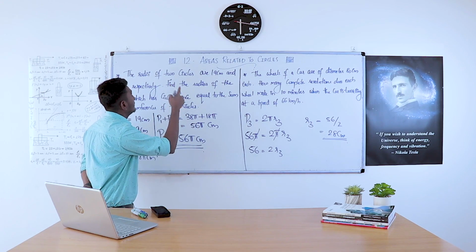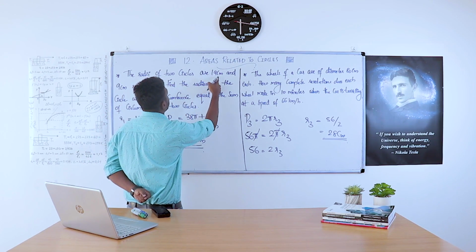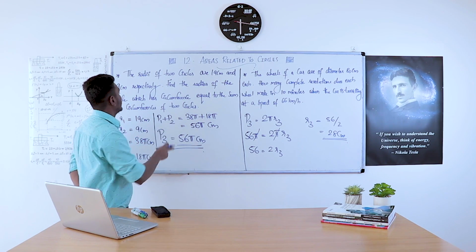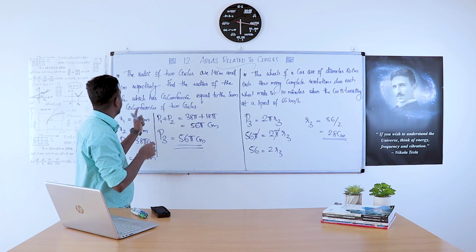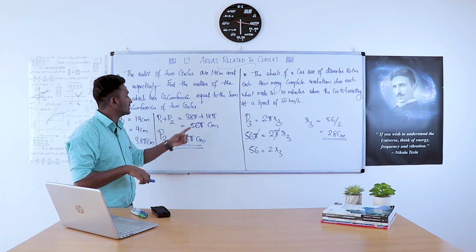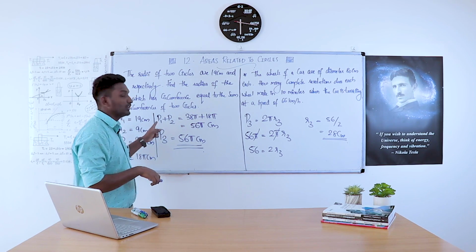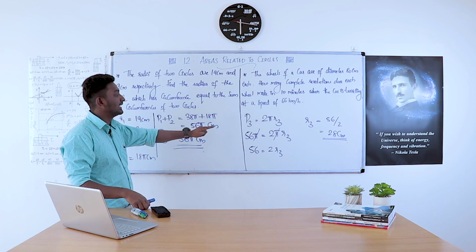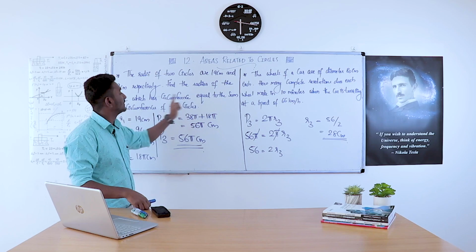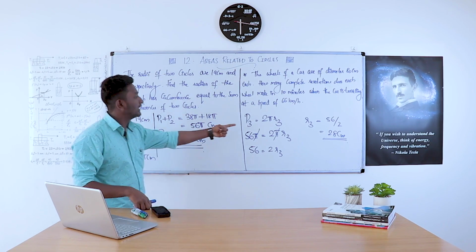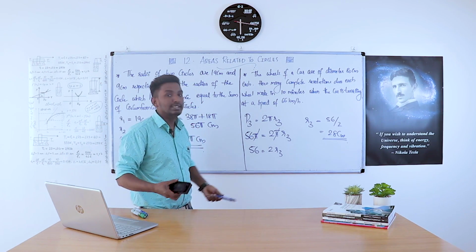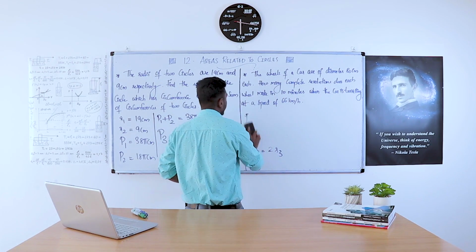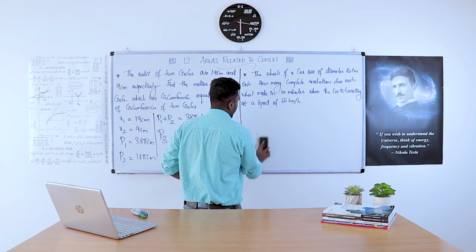So the radii of two circles are 19 centimeter and 9 centimeter respectively. We need to find the radius of the circle which has circumference equal to the sum of the circumference of two circles. So first we need to find the perimeter of both the circles, then add those perimeters. That perimeter is taken as the perimeter of the third circle. So from that we can find the radius. That is radius 28 centimeter. Now moving to the next question.